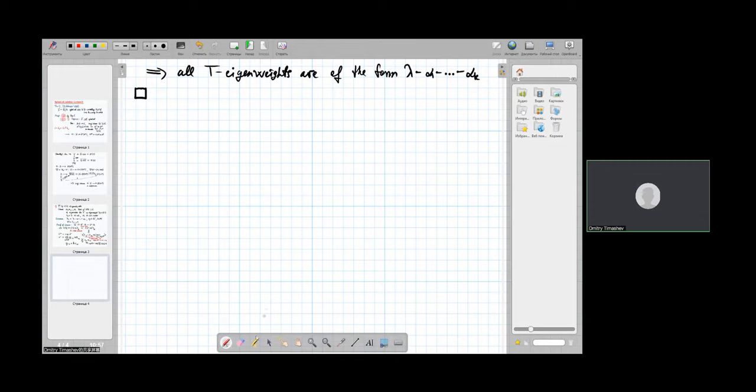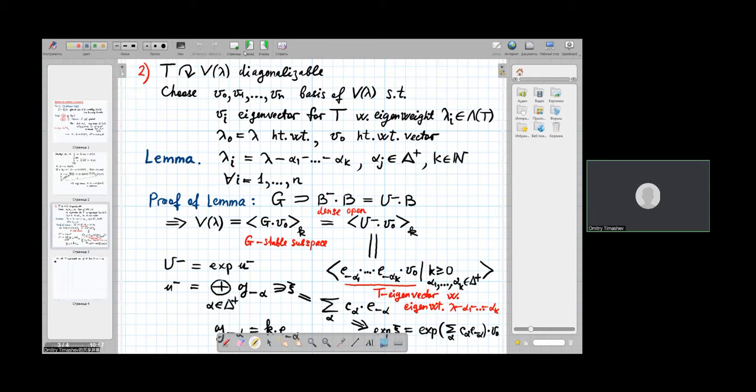This proves the lemma, because the lemma said explicitly that all weights of the representation of T in this irreducible G submodule are of this form. And only one of these weights, with multiplicity one, is the highest weight, because among these vectors, only one vector has the weight lambda itself. When this k is zero, when we do not apply any of the root vectors to V naught, then we get V naught itself, and this has the weight lambda.